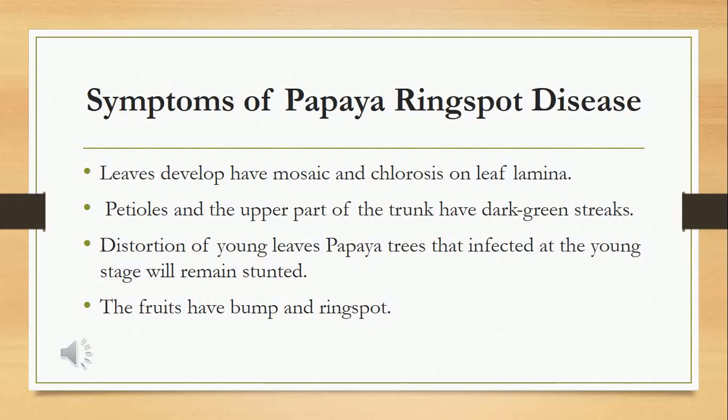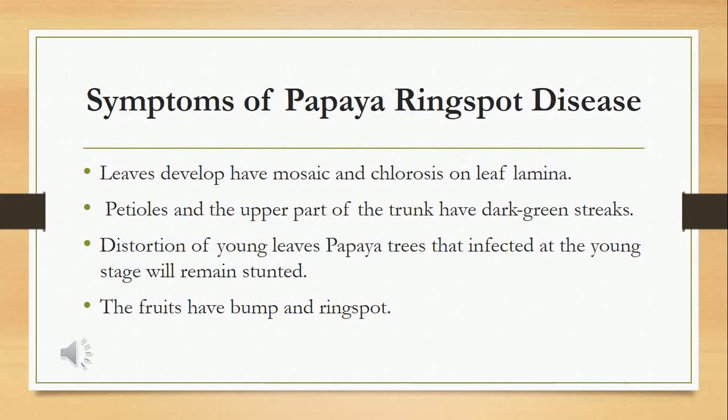If these parts have dark green streaks, it could be another example of symptoms for papaya ring spot disease. Besides that, this disease will also cause distortion of young leaves in papaya trees, especially when the trees are infected at the young stage. This will cause the trees to remain stunted and affect their production.